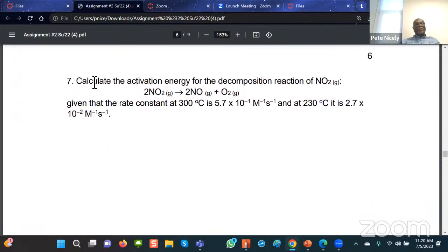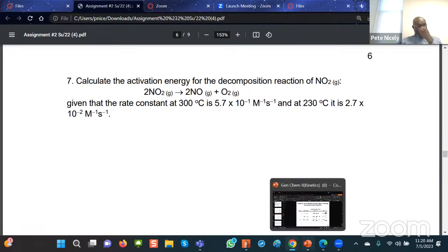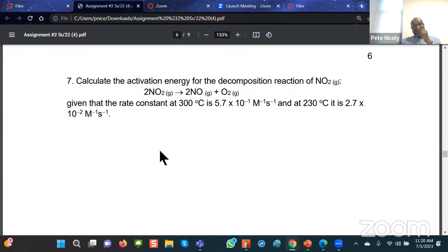Now, question number 7 deals with this whole concept of activation energy. Again, this is something you should have read up on in the videos that I've posted in Canvas. Just to give a brief overview, it deals with a situation where we try to understand what is actually happening at the microscopic level when you have molecules reacting to form products, right?